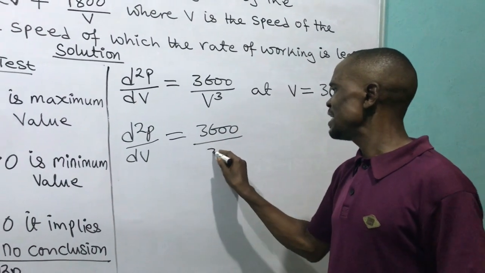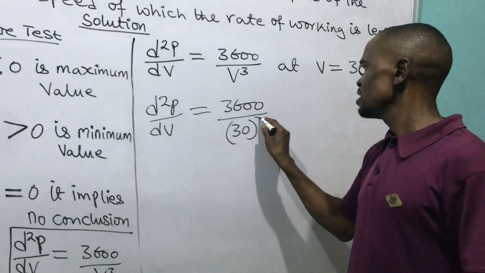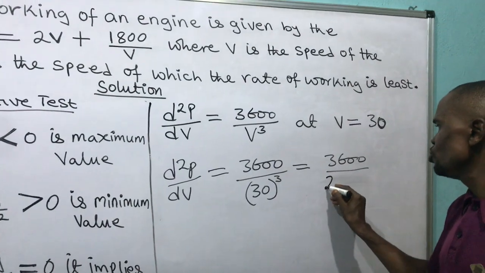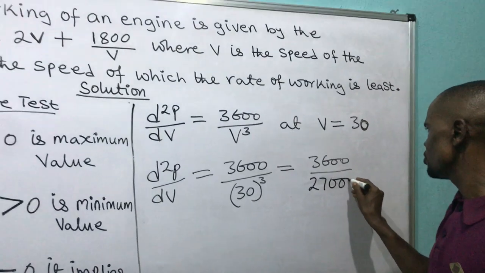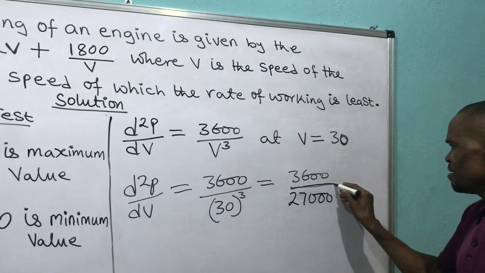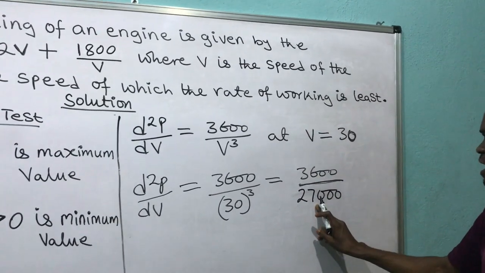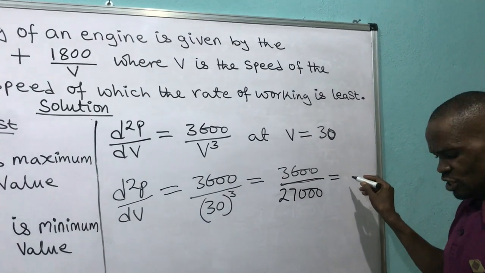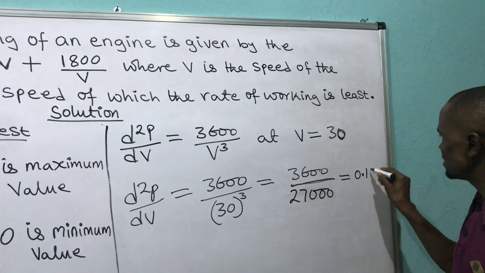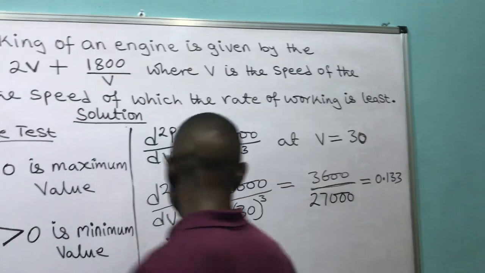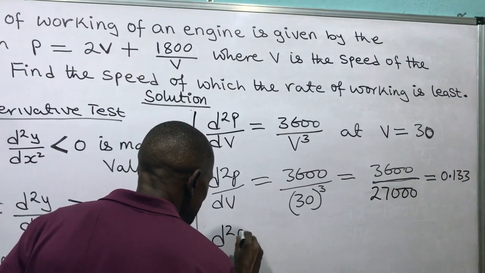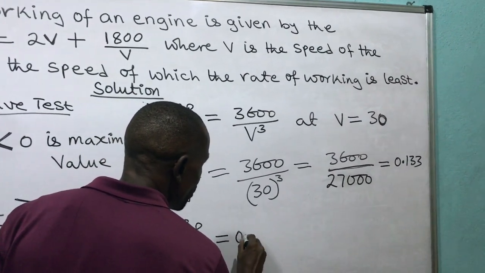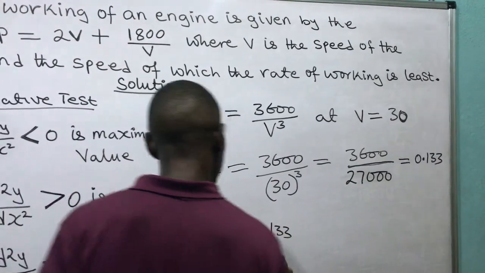3600 divided by 30 raised to power 3. 30 raised to power 3 will give me 27000. Then 3600 divided by 27000 will give me 0.133. That means d squared p over dv squared is equal to 0.133. What does it imply?